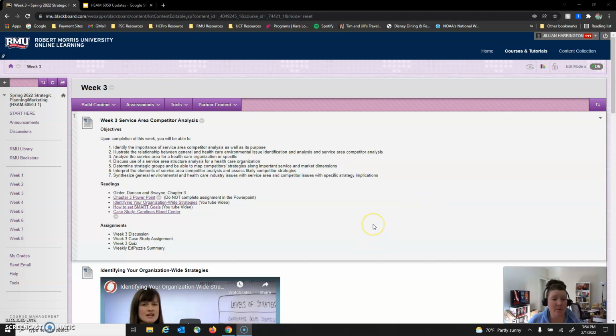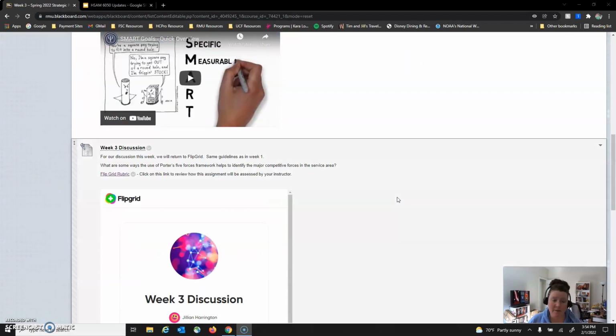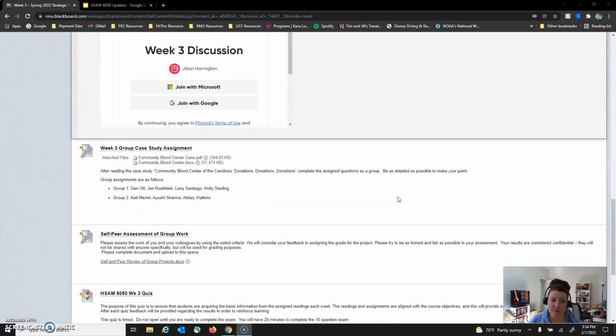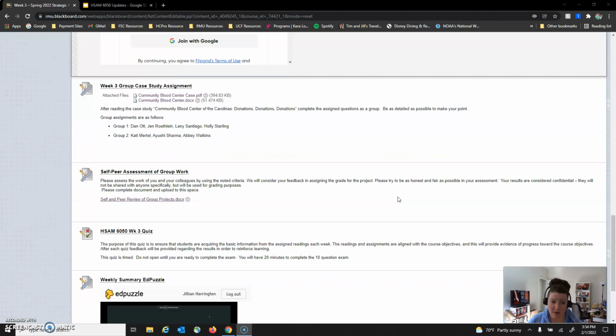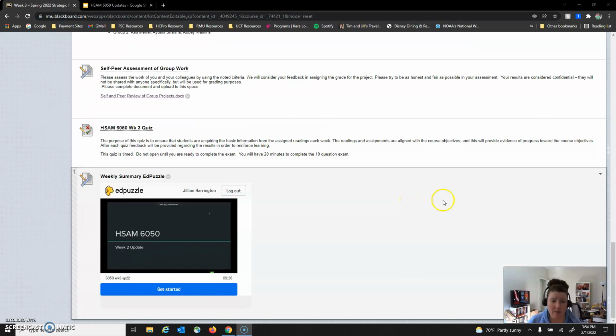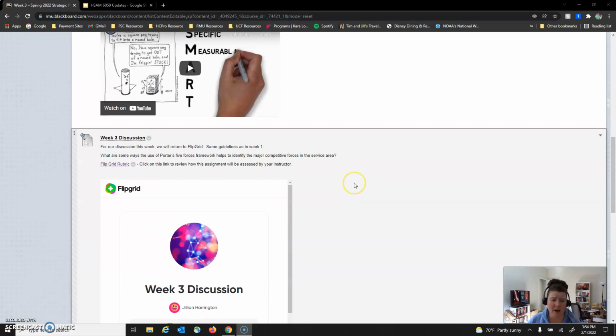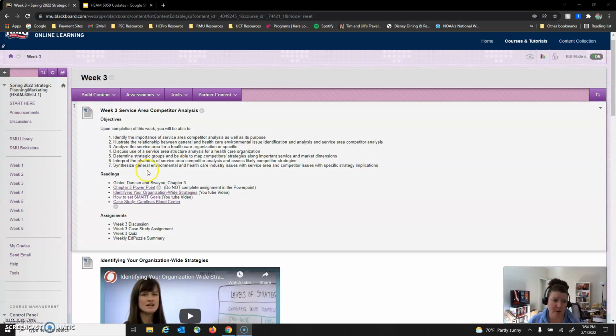So week 3, last week we talked about service area competitor analysis, just another aspect, or kind of the next step of external analysis. So that was our topic for the past week. Obviously we talked a little bit about the 5 forces framework. We had our group assignment. If you haven't already, please complete your self and peer assessment of the work that you did. And then obviously we had our quiz and our Ed Puzzle for last week.